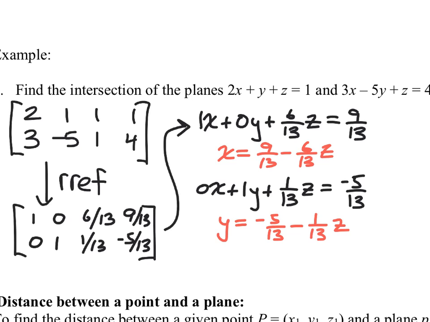Z is not dependent on anything. So z is its own person. Z is independent. So z is equal to z.